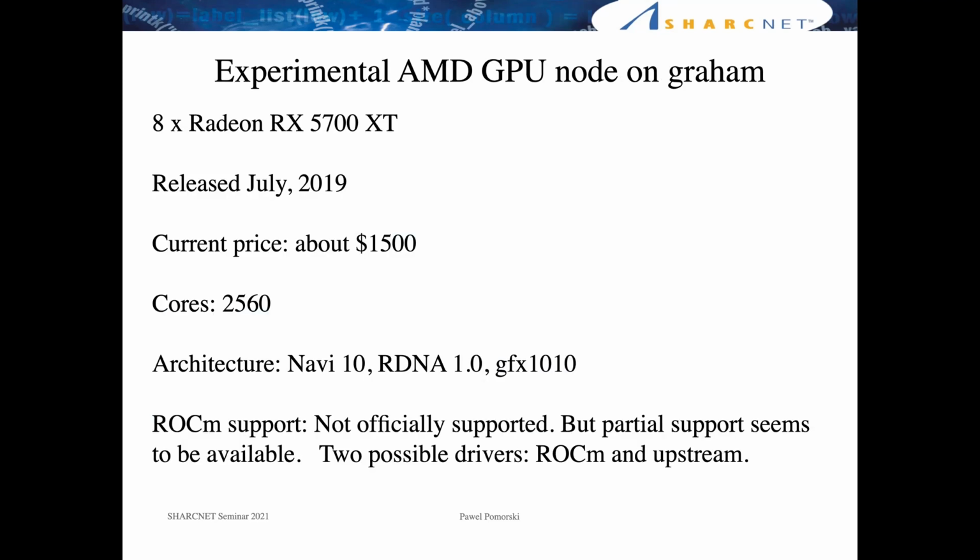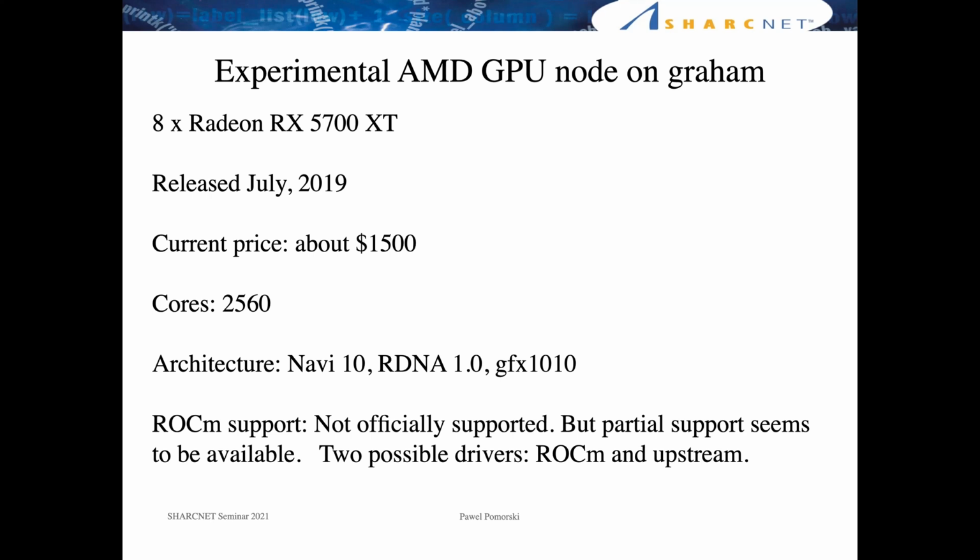So let me talk a bit about the actual experimental node we have on Graham right now. We have not fully set it up, but hopefully once we iron out all the kinks, this will become available to all our users, so everybody will be able to test their software there. So this node, which is just a node on Graham currently, has 8 Radeon RX 5700 XT GPUs.